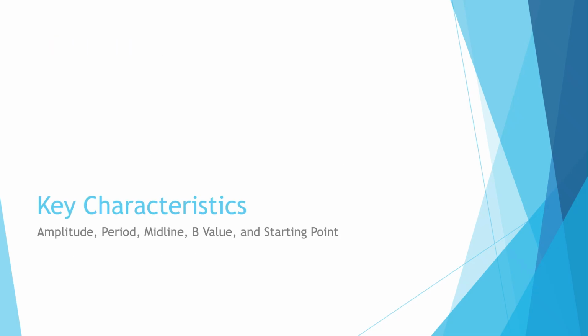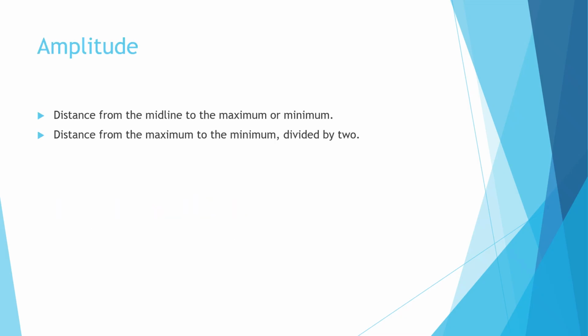And so we're now going to look at key characteristics, amplitude, midline, and period, and learn at least 3 things about each characteristic. We want to know, what is it exactly, how can we identify it from a given graph, and then what is that characteristic for either sine or cosine. We'll also cover 2 other things, which are the b value and the starting point. So let's start with amplitude.